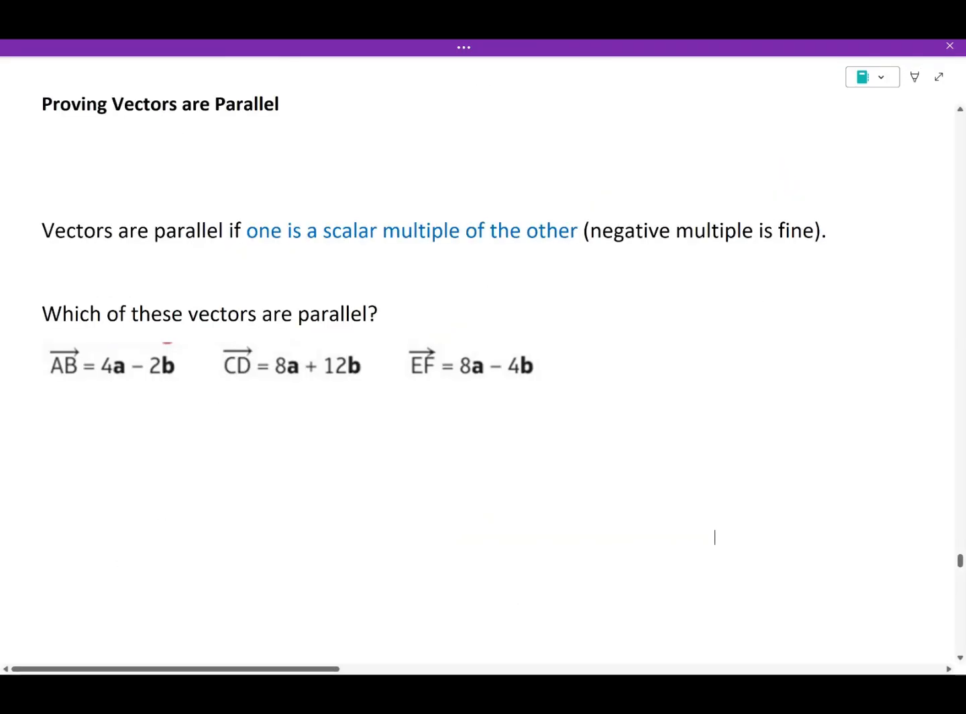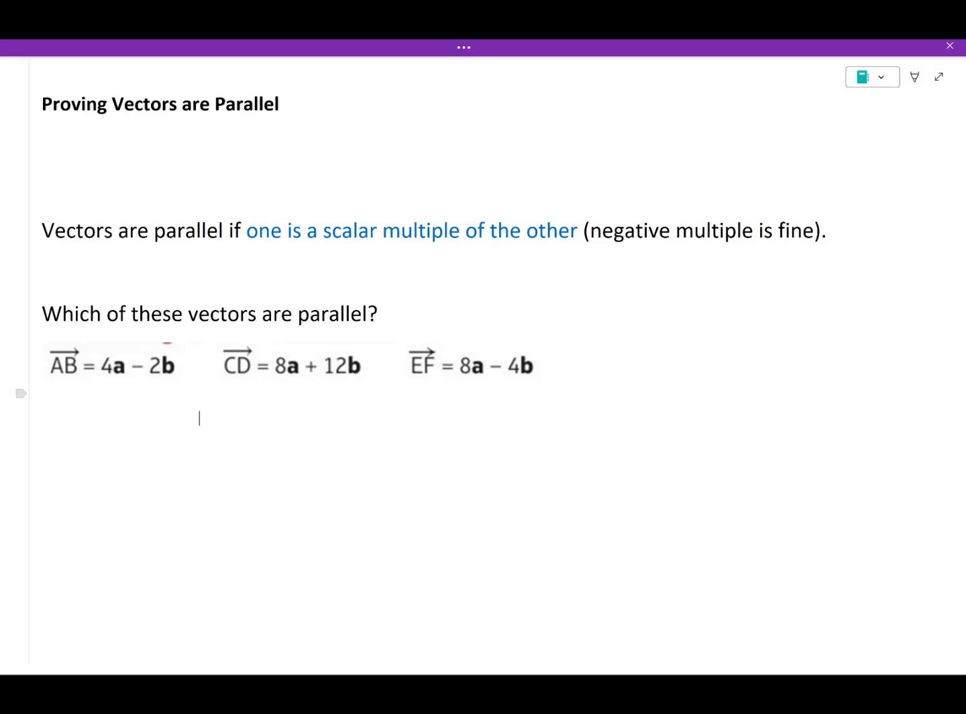We're now going to look at how we can prove vectors are parallel in geometrical problems involving algebraic vectors. So from earlier in the video, we know that vectors are parallel if one is a scalar multiple of the other, and that a negative multiple is absolutely fine. So what we're going to think about is which of these vectors here are parallel.